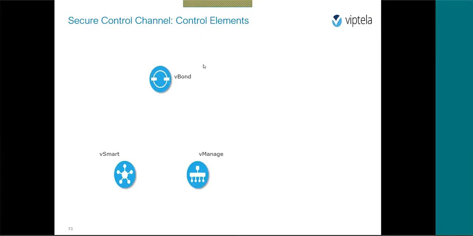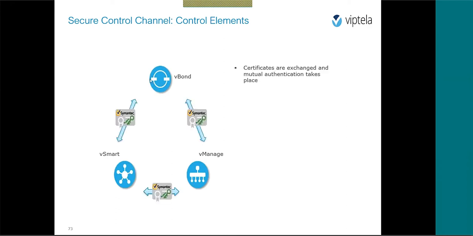Okay, so to place all the information in one place, this is the control plane communication. vBond and its certificate, vManage device certificate, vSmart device certificate. Certificates are exchanged and mutual authentication takes place. So vBond should authenticate vManage and then vSmart, and then it validates.